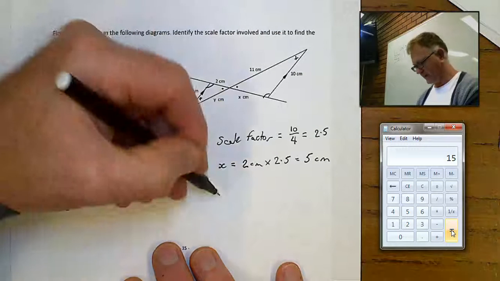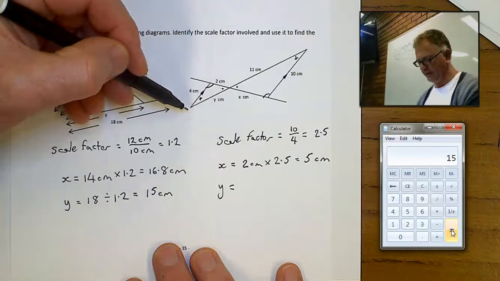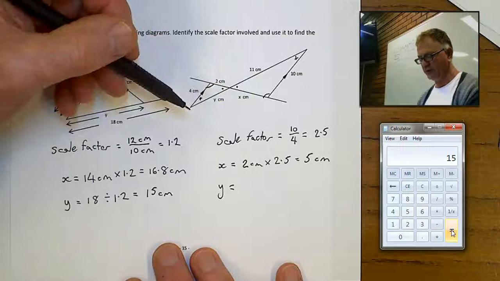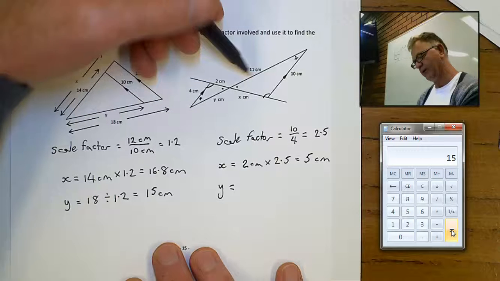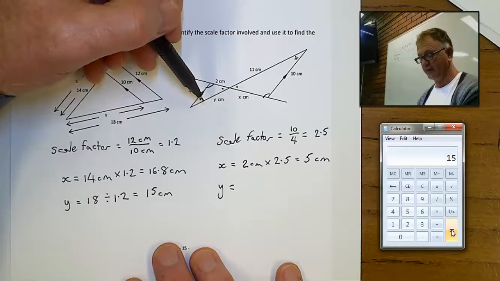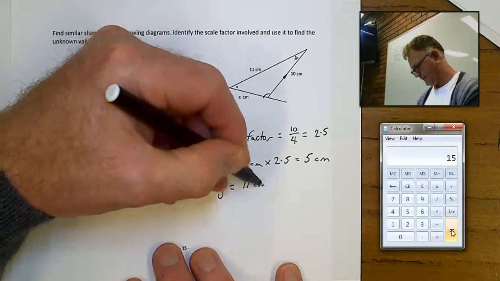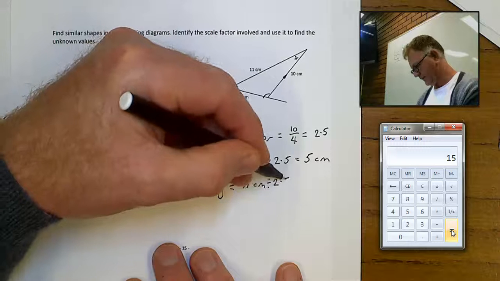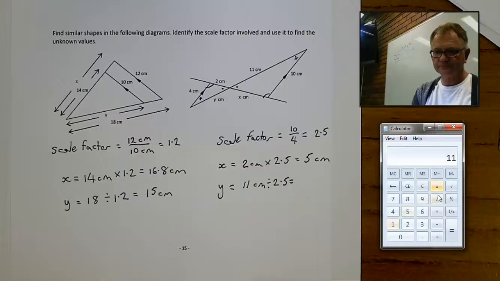Now with y though, y is on the smaller one. When you go from the small to the large, we multiply by 2.5. But now we've got a size we know on the large, and we want to know how big it is on the small triangle. So this time I'm going to want to divide by 2.5. .4 centimetres.